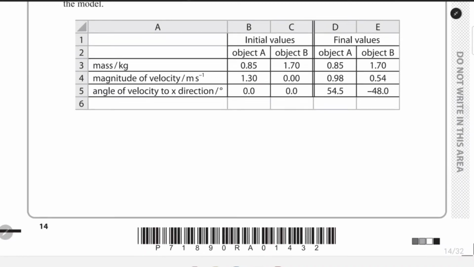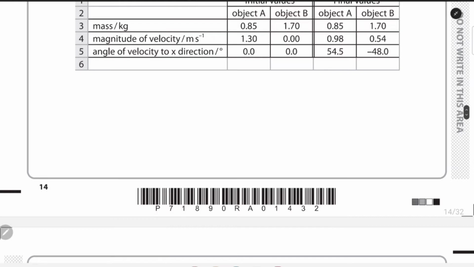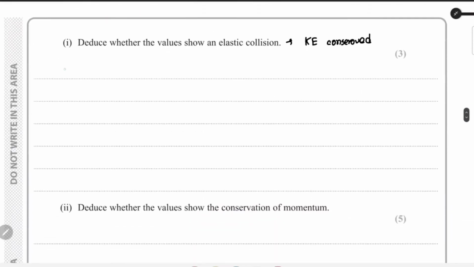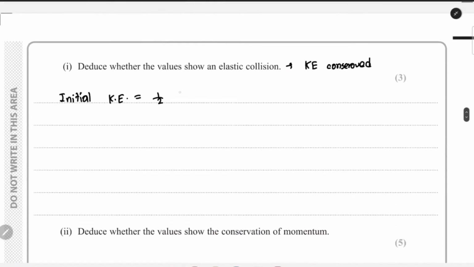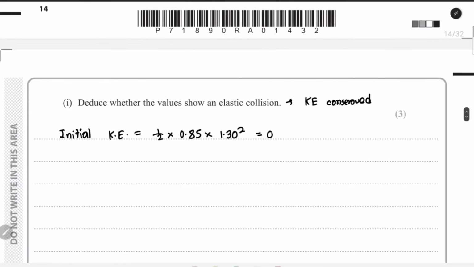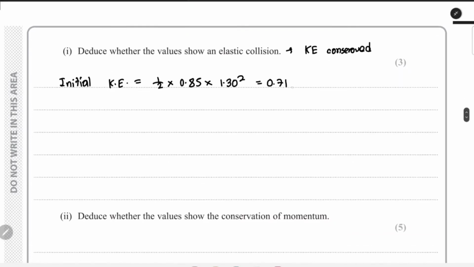So the initial kinetic energy, since the velocity of object B is 0, is equal to half times the mass over here, which is 0.85, times 1.3 squared. So the mass 0.85 times the velocity 1.30 squared. The initial kinetic energy comes out to 0.71825 joules. The final kinetic energy should also be calculated.